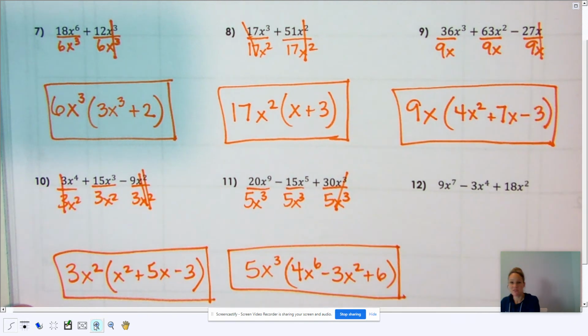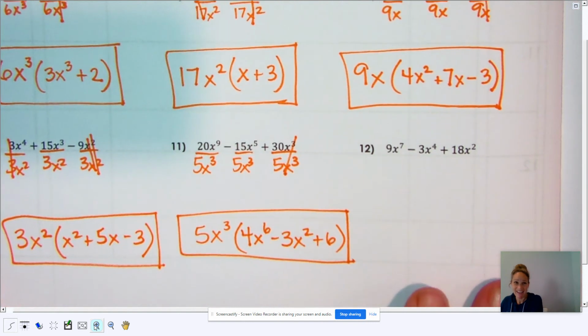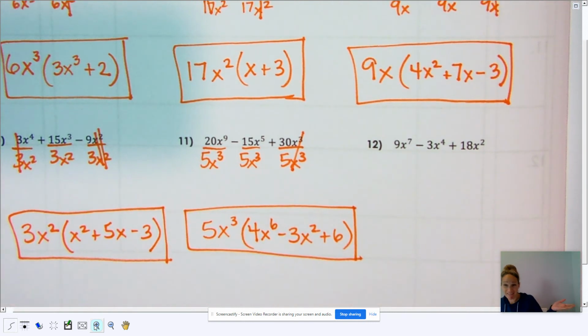Last problem. Thank you guys for paying attention so long. These are kind of long problems, huh? Well, there's just a lot of them.